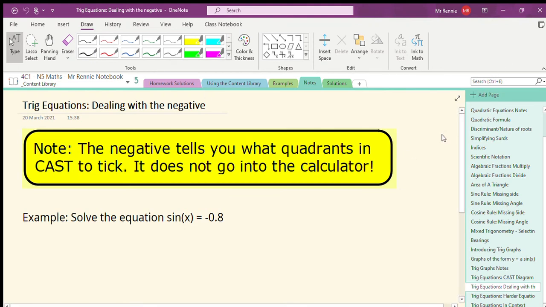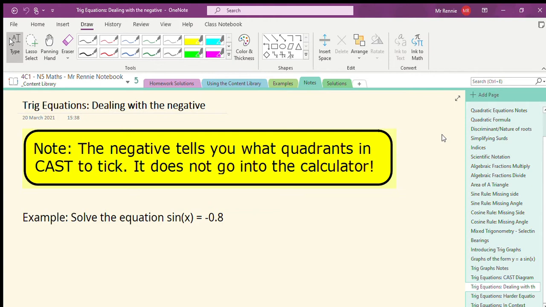Hi all, in today's video we're going to be looking at the next part of dealing with trig equations, which is when we have to deal with the negative. So when we're trying to solve when maybe sine, cos or tan equals a negative value, the first thing I'm going to ask you to take down is this note in this yellow box here.